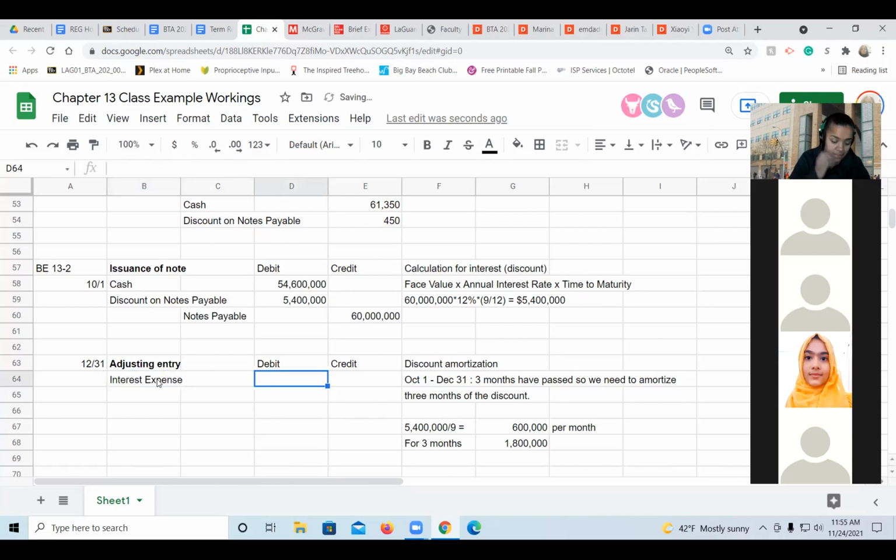So you're going to debit interest expense 1,800,000. And you're going to credit discount on notes payable 1,800,000 as well. And then we've answered the question. They're not asking for the repayment or anything. They're just asking for the issuance and the adjustment.